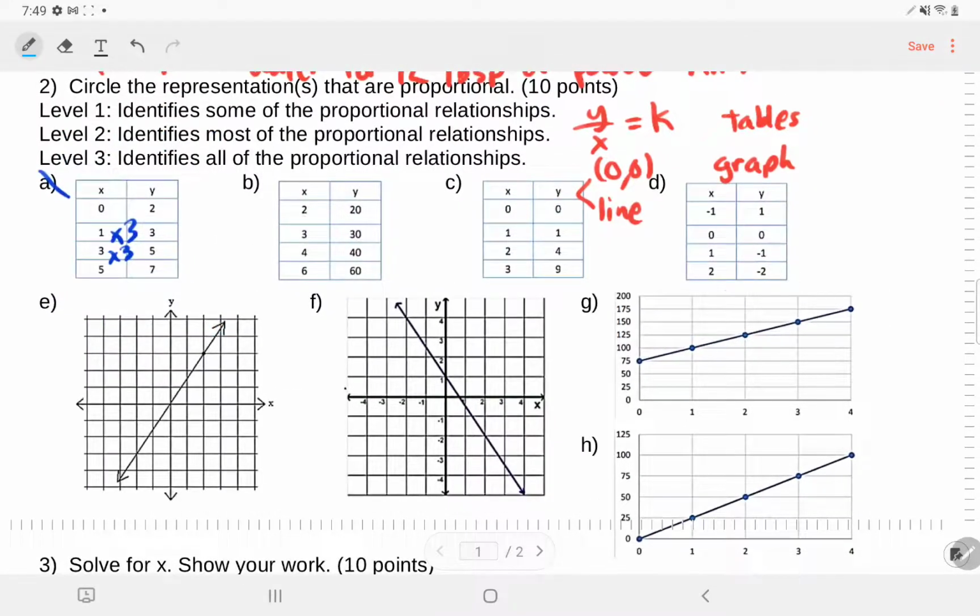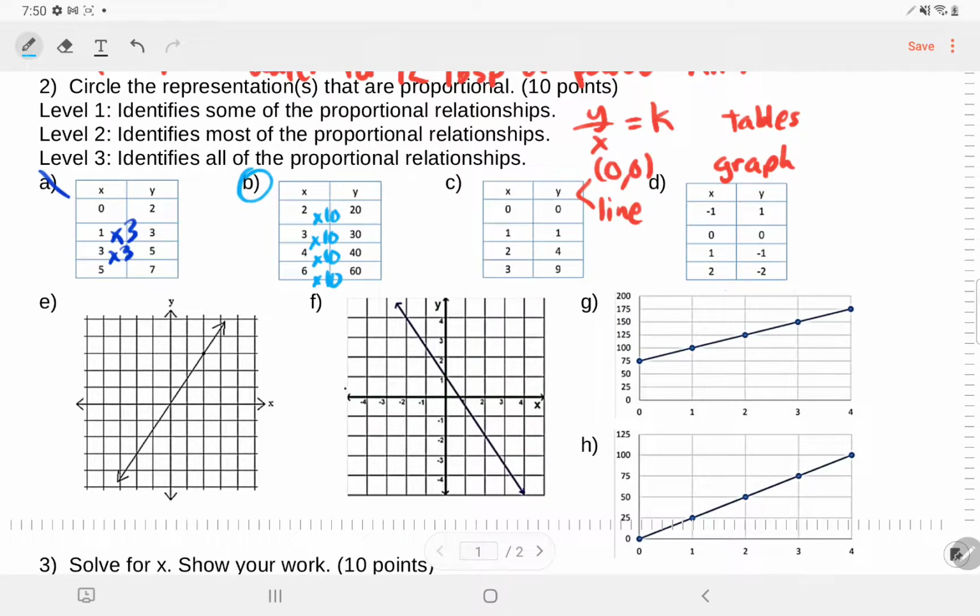For the second one, 2 times 10 gives us 20. 3 times 10 gives us 30. 4 times 10 gives us 40. 6 times 10 gives us 60. So this is proportional. When we say y over x to find our k value, 20 divided by 2 gives us 10, 30 divided by 3 gives us 10, 40 divided by 4 gives us 10, and 60 divided by 6 gives us 10.